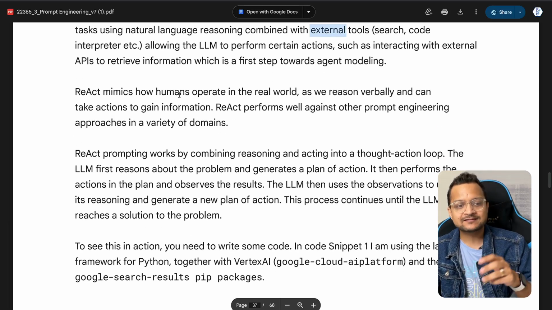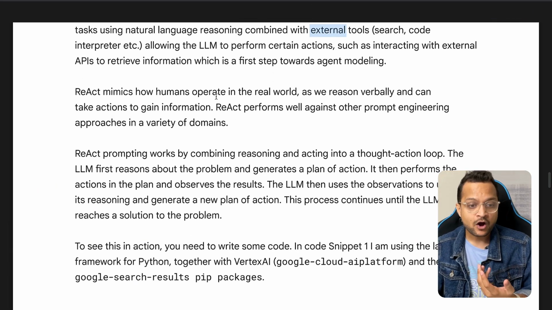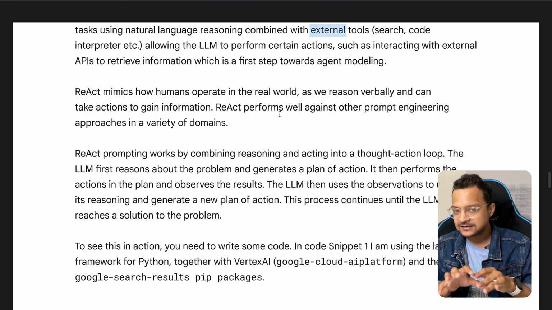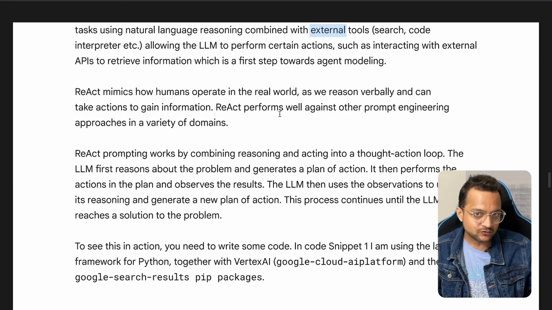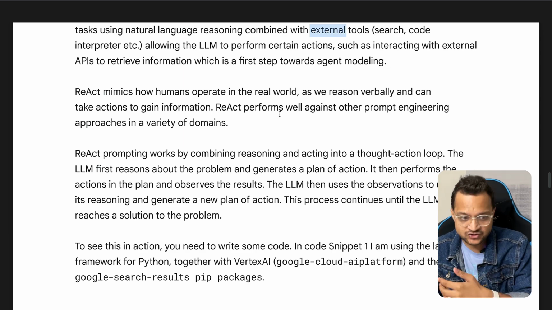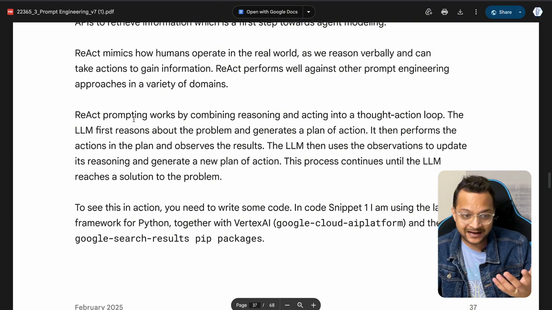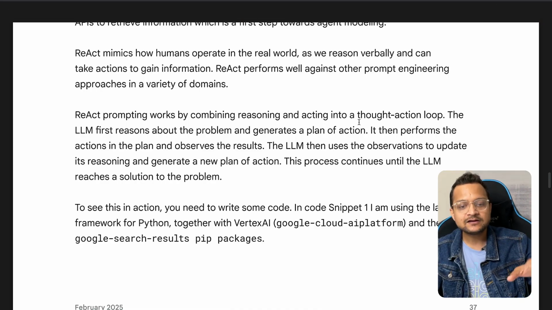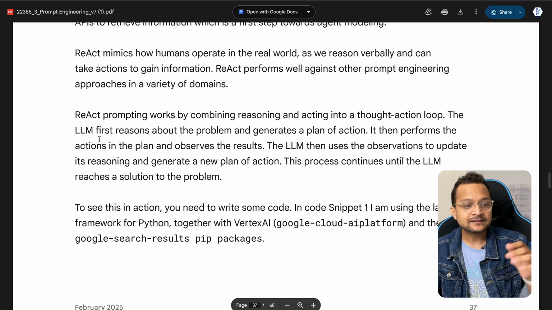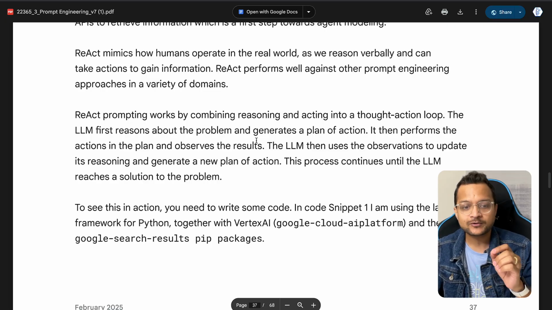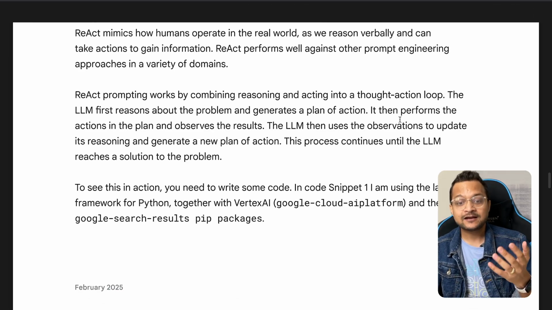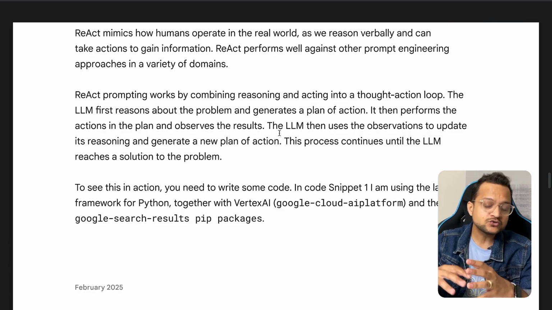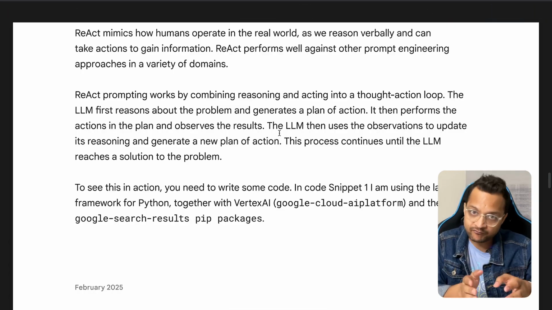So ReAct mimics how we as humans operate in the real world. We think, create a plan, and then use the external tools we have to perform certain actions. ReAct prompting works by combining reasoning and acting into a thought-action loop. The LLM first reasons about the problem and generates an action plan, then it performs the action of the plan and observes the result using some external tool if required.